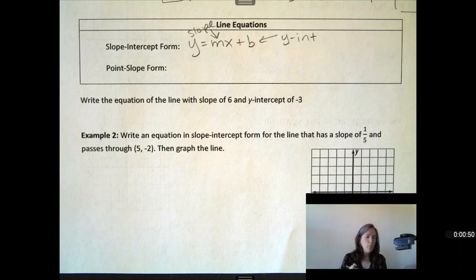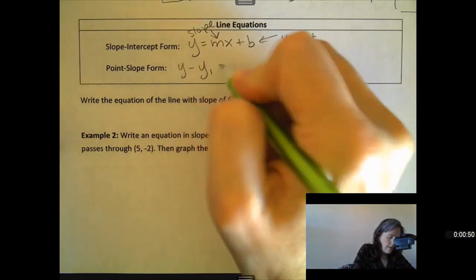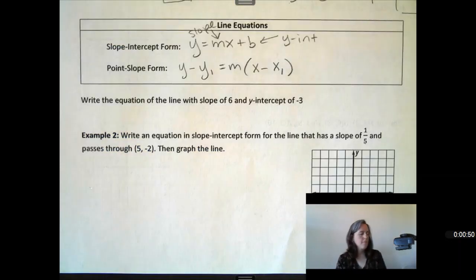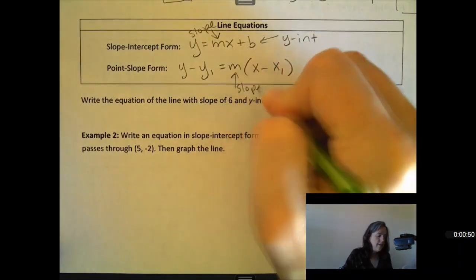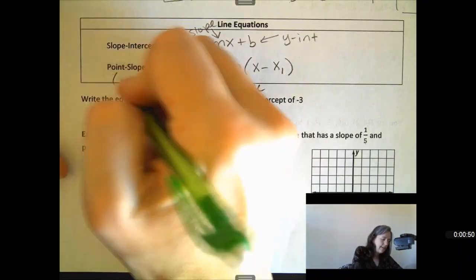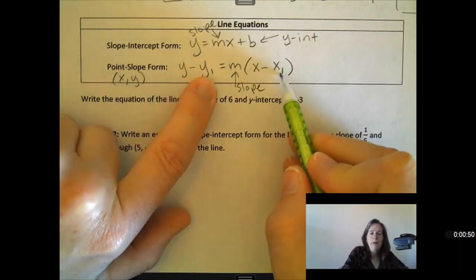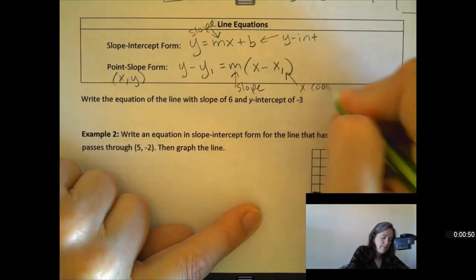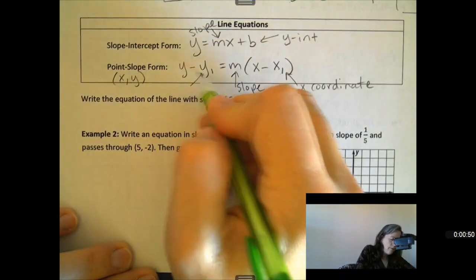The other one we want to look at is point slope form. That is y minus y1 equals m times x minus x1. All right, and we already talked about what slope is. There's our slope right there. And notice it says point slope. So if you're given a point, the point would have an x and a y. That's where these x1 and y1 come in. They're from your point. So we would say x1 is the x coordinate that you're given, and y1 would be the y coordinate that you're given.